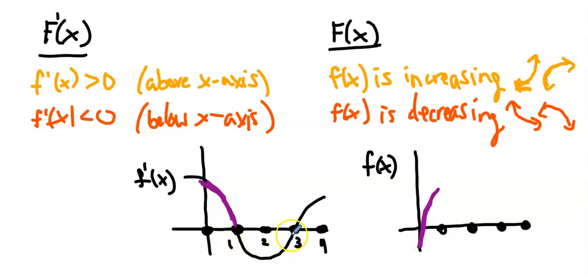And then from 1 to 3, my value is going to be negative. So I know from 1 to 3, I'm going to be decreasing. And then from 3 to 4, my function is above the x-axis again, so I'm going to start increasing again. And so that's the idea of what's happening with this graph. That's kind of what we're going to do, and that's how we understand it.